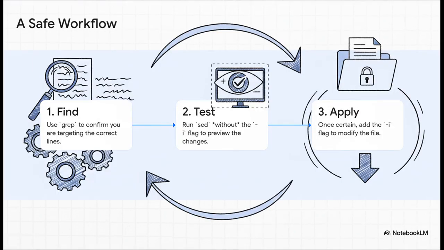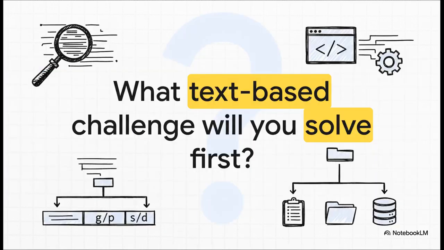Please always follow this safe 3-step workflow. Step 1. Find. Use grep to make sure your pattern is targeting the exact lines you want to change. Step 2. Test. Run your sed command without the -i flag. This lets you preview the changes on your screen. And finally, only when you are absolutely certain it's perfect do you apply the change by adding that -i flag. Remember, find, test, apply.